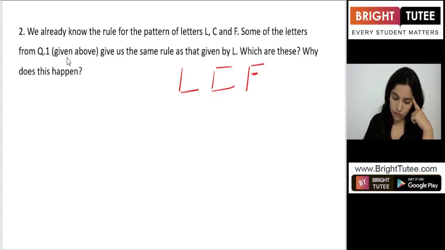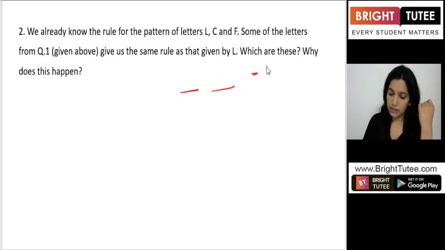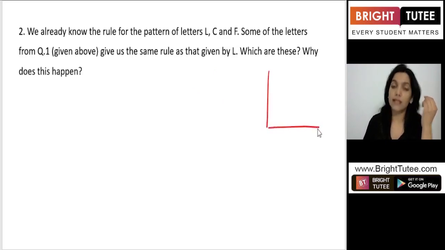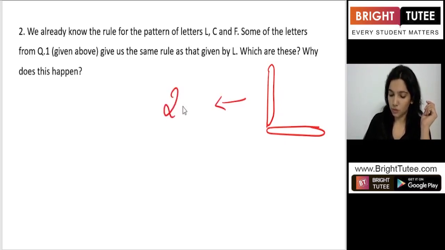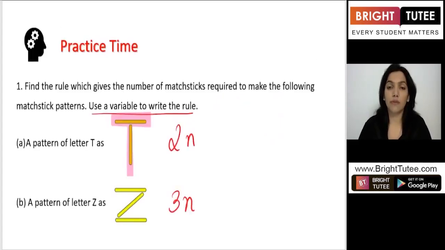Some of the letters from question 1 give us the same rule that is given by L. Okay, so now let us see how we can have the same kind of rule that is given for L. Why does this happen? So let us see what pattern we will notice for L. Clearly, L has got 2 sticks. We need 2 sticks to write this particular letter L. So what is the pattern for L? The pattern for L is 2n. Let us see in question number 1 that we have just solved, which alphabets are using the same pattern. So clearly T is using the same pattern, 2n.